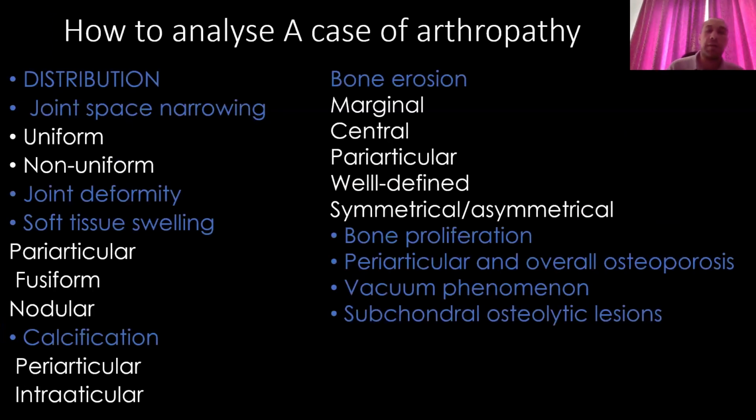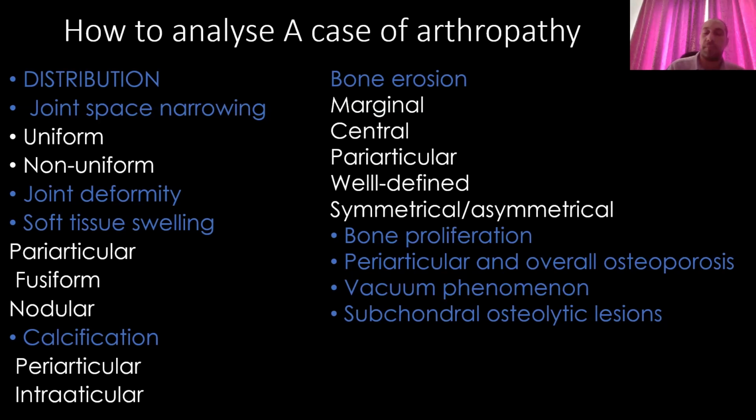So here, how do we analyze a case of arthropathy? It is by distribution, the joint space narrowing, either uniform or non-uniform. Is there joint deformity or not? Is there soft tissue swelling, periarticular involvement? Either it is fusiform or nodular: nodular in rheumatoid arthritis, fusiform in psoriatic arthritis. And the calcifications: are there any calcifications or not? And if present, are they intra-articular or not? Okay. So it is very important to manage the cases and to consider the joint.